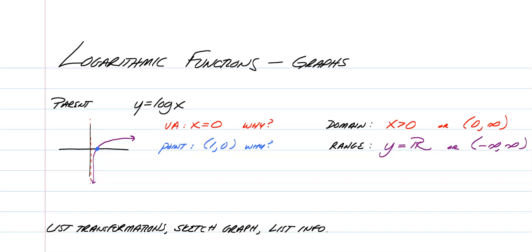In this video we are going to cover logarithm graphs. Important to remember, the parent function for logs has a vertical asymptote at x equals 0 and a point at (1, 0), and you're probably wondering why. We're going to talk about that this time.